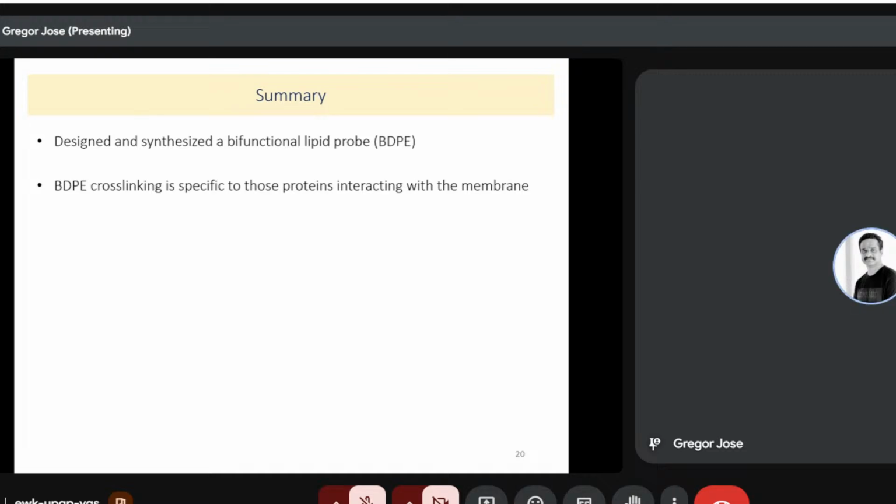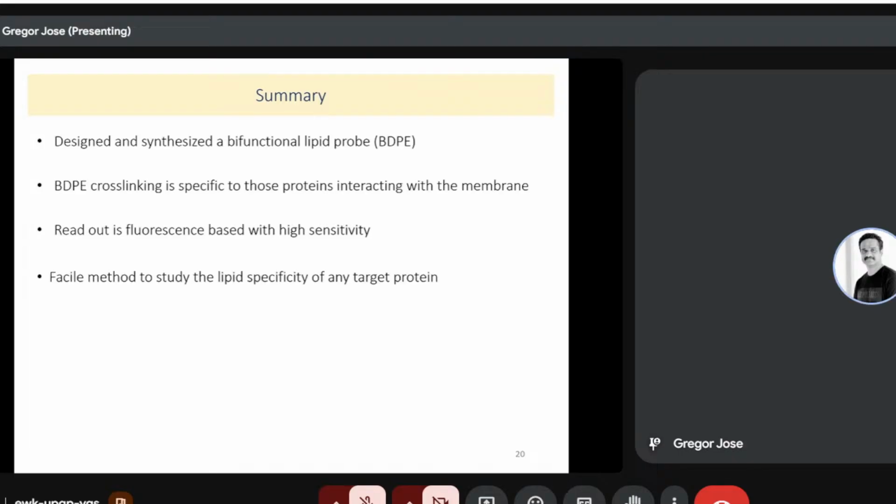In summary, we designed and synthesized a bifunctional lipid probe, and we found that BDP cross-linking is specific to those proteins interacting with the membrane only. And the readout is fluorescence, with high sensitivity, and it's very easy to make. Even any biology lab can make this. And also, this probe can be used to separate proteins from a complex mixture.